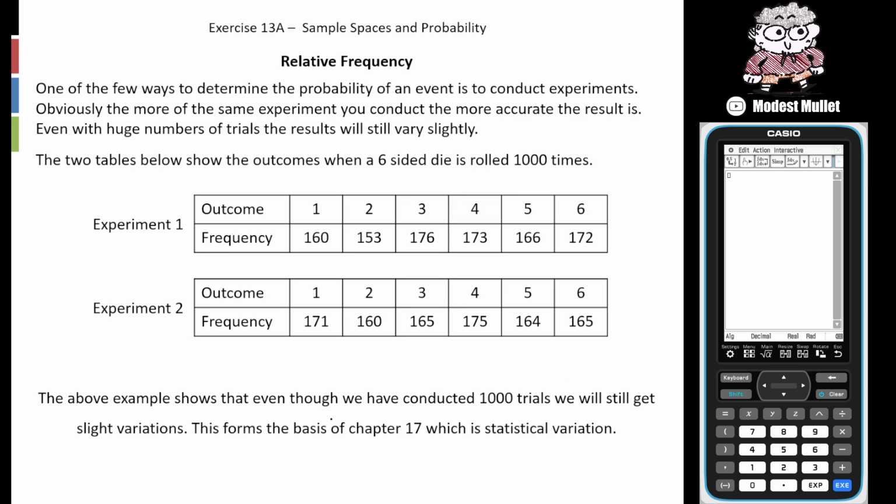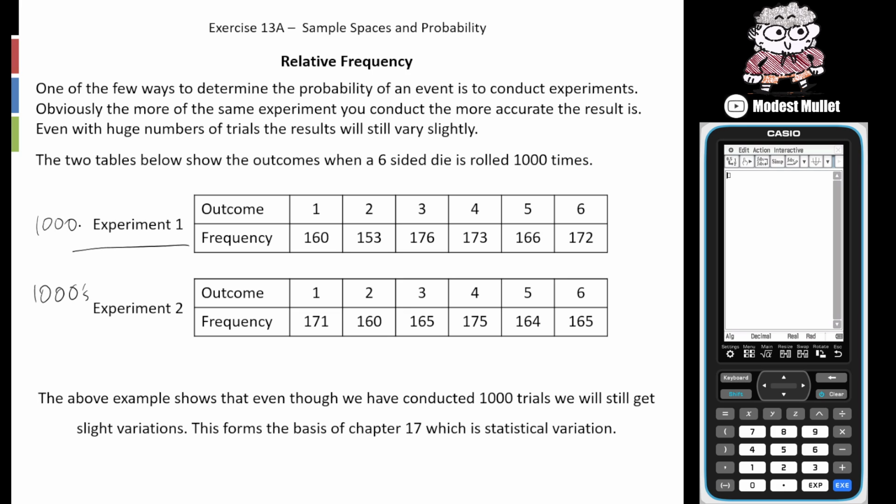Right, some frequency tables. Another way that we can determine probabilities is by actually conducting experiments, doing many repeated trials, and collating our results in what we call a frequency table. So here is a frequency table for an experiment being carried out twice, rolling a 6-sided dice 1,000 times. This is rolling it 1,000 times here, and then repeating the experiment here.